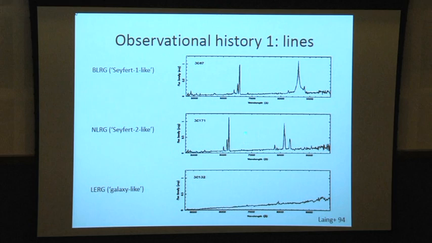Low excitation radio galaxies, you've already seen this exact spectrum, don't really show anything. There may be some weak low excitation lines and no strong high excitation lines. So the optical spectra are very different. And this was just a thing that we were all told in the 1990s, one of the things you have to know about radio galaxies. Nobody seemed to put it into any context of models of the active nucleus.